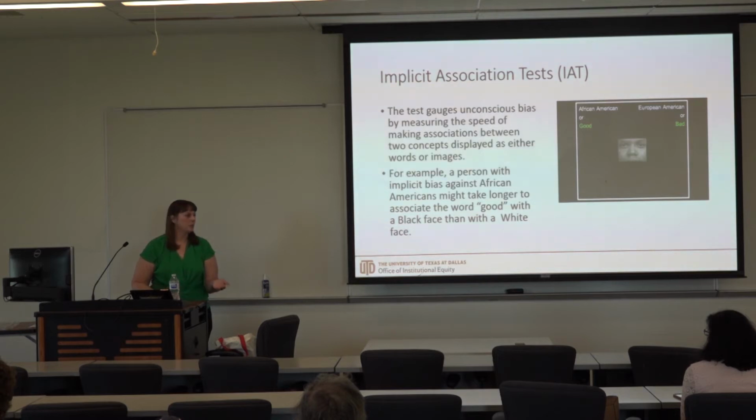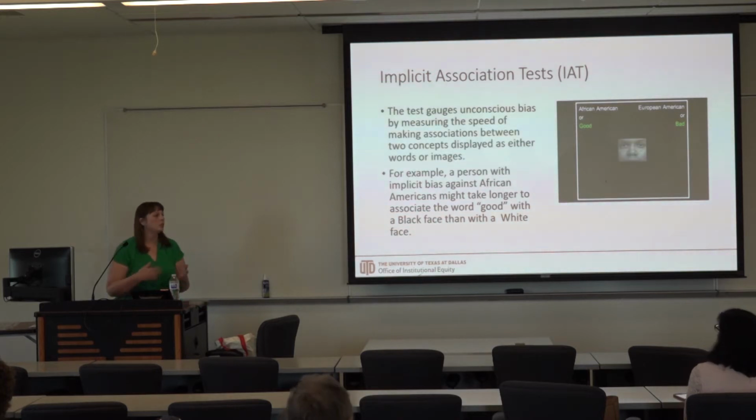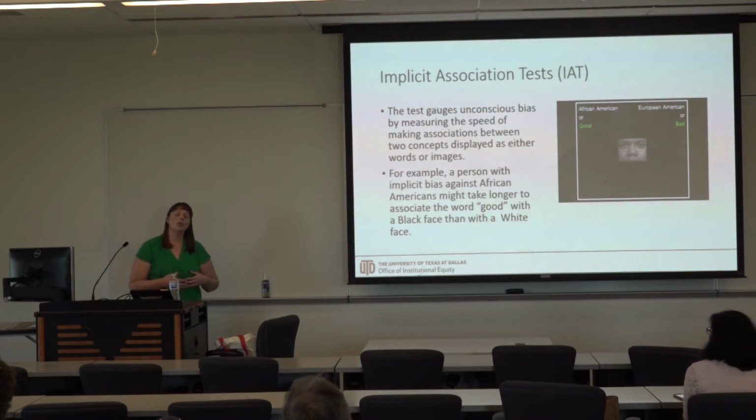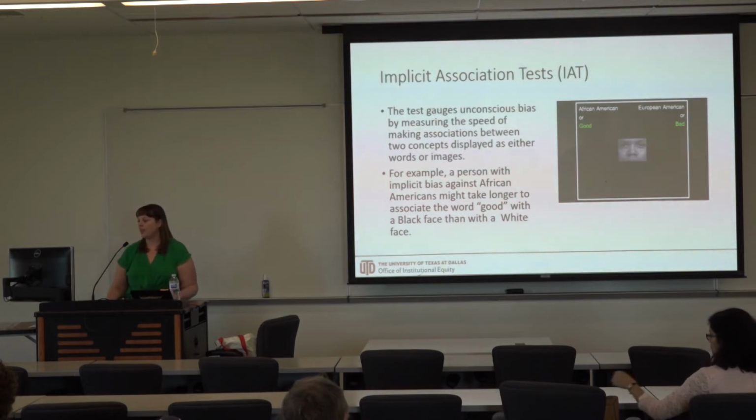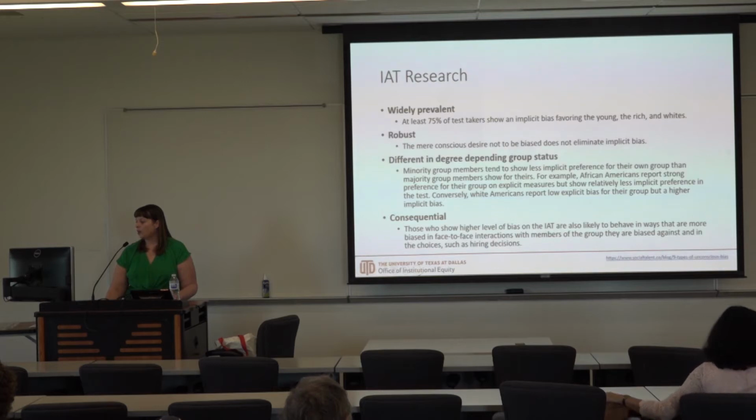So it will go through one round, and then it will switch. The negative attributes will then be assigned to the African American, and the positive attributes would then be assigned to the European American. And it goes through several rounds like that. And what they're doing is measuring the reaction time, how quickly you're able to make those associations. The last time I looked, it said over 6 million people have participated in these various tests since 1995.